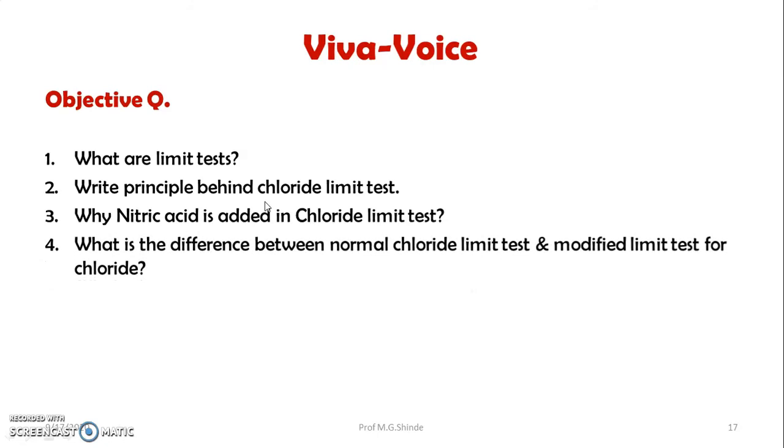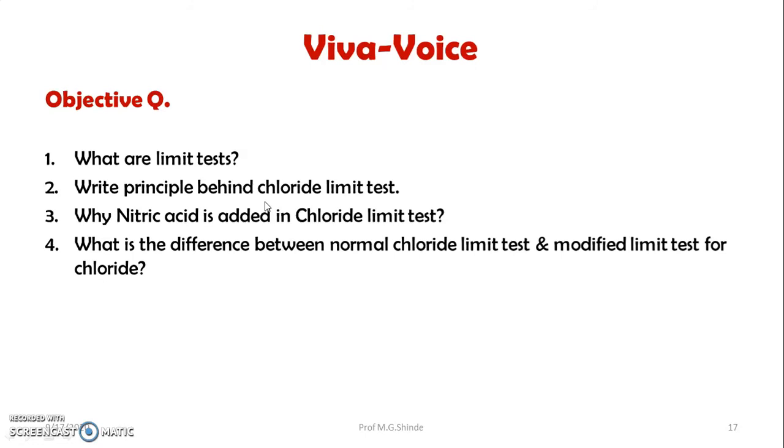The fourth question is, what is the difference between the normal chloride limit test and the modified limit test for chloride? The difference is that in the normal chloride limit test, we can take the sample as such and directly use it for performing the chloride limit test. While in the modified chloride limit test, we have to modify the nature of the sample. That means if our sample is insoluble in water, we have to make it soluble by using a proper solvent, and then we use that solubilized sample.